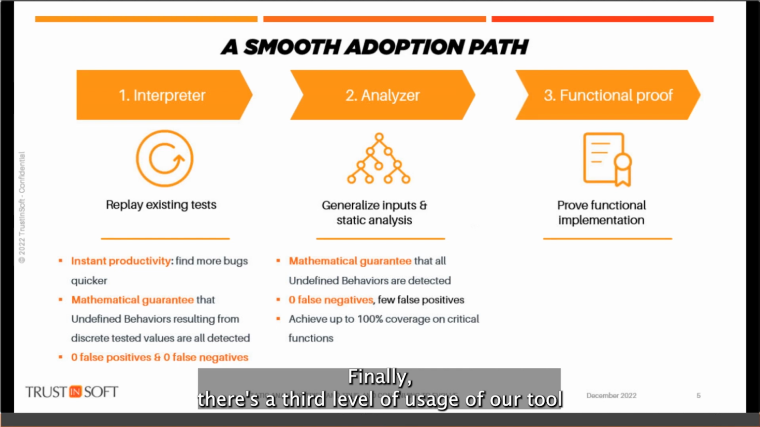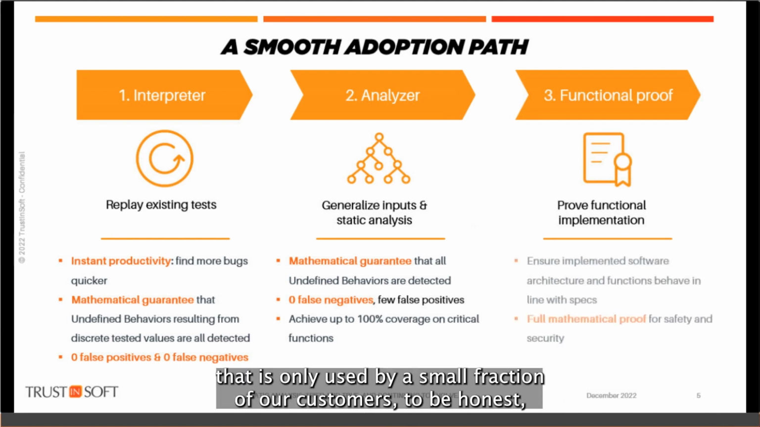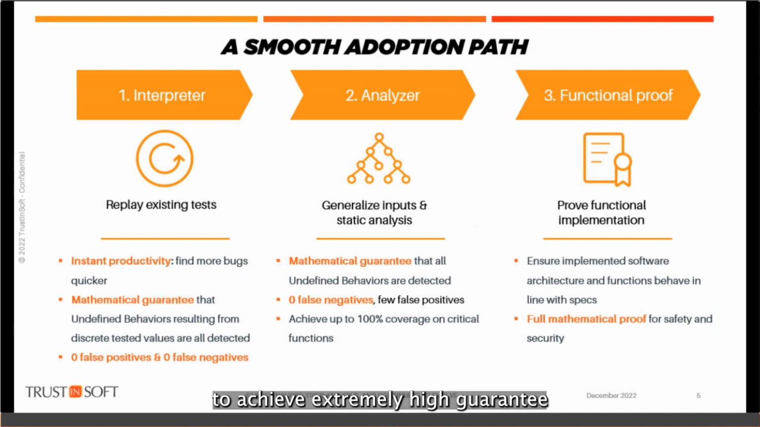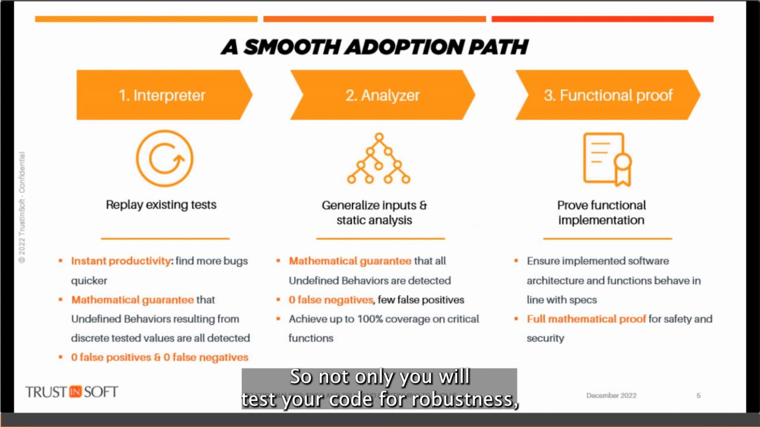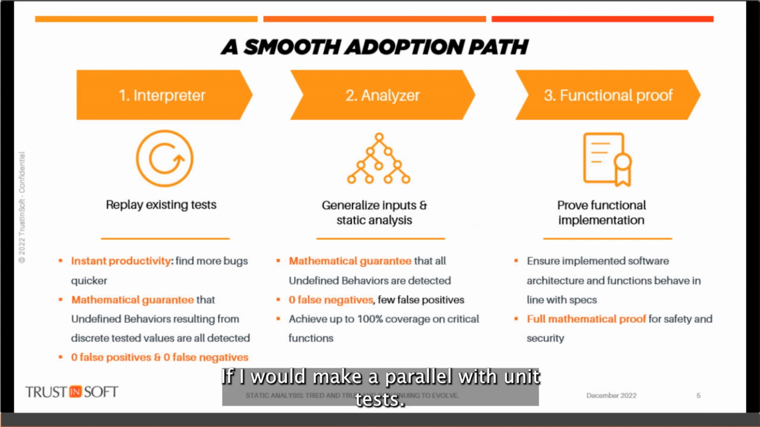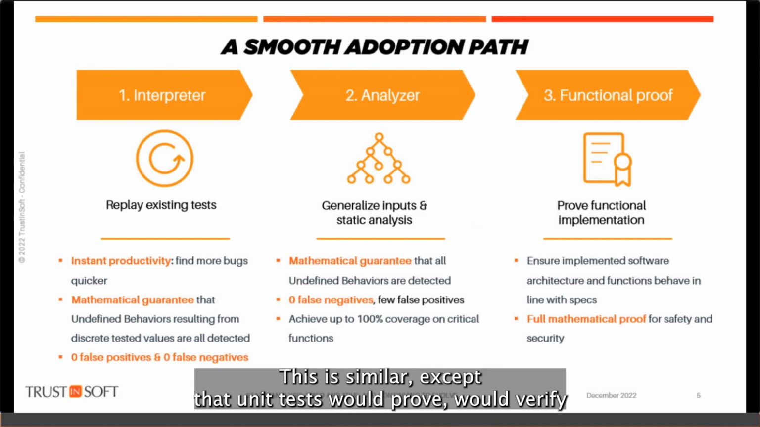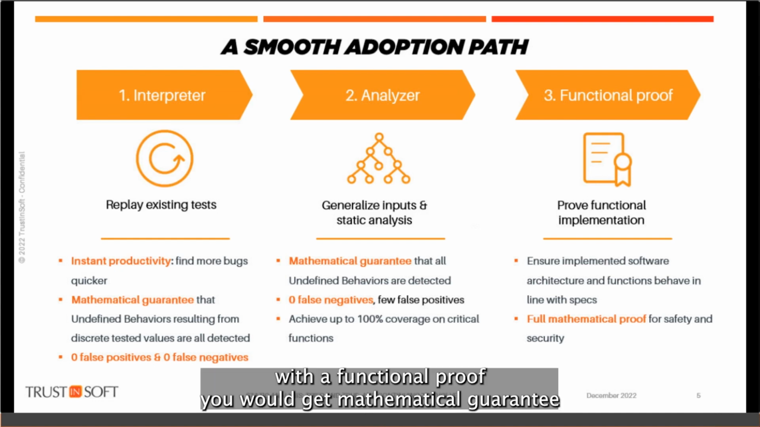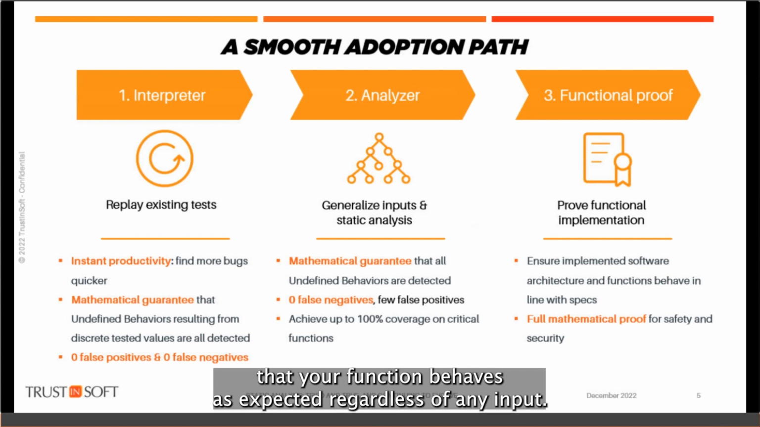Finally, there's a third level of usage of our tool that is only used by a small fraction of our customers, to be honest, because it's quite demanding, but it also allows to achieve extremely high guarantee of the safety and security of the code. It's functional proof. So not only you will test your code for robustness, but you will also have mathematical proof of the functionality. If I would make a parallel with unit test, this is similar, except that unit test will verify that the function behaves correctly only for a finite set of values. With a functional proof, you would get mathematical guarantee that your function behaves as expected.